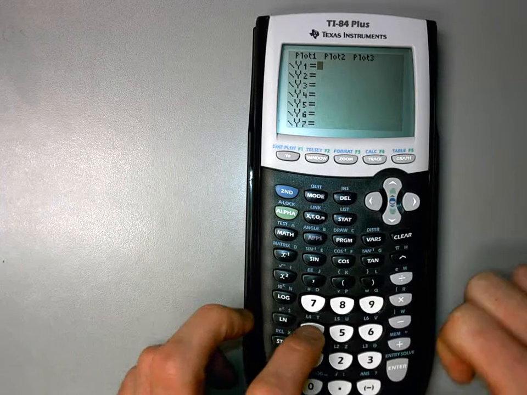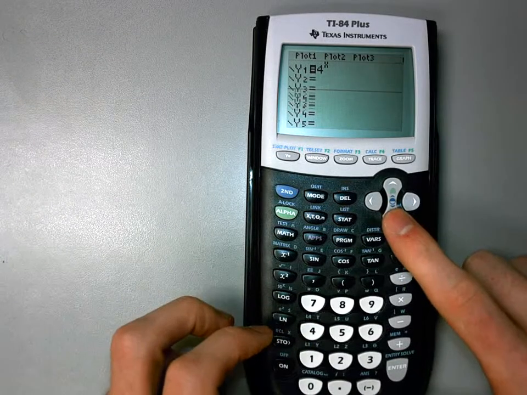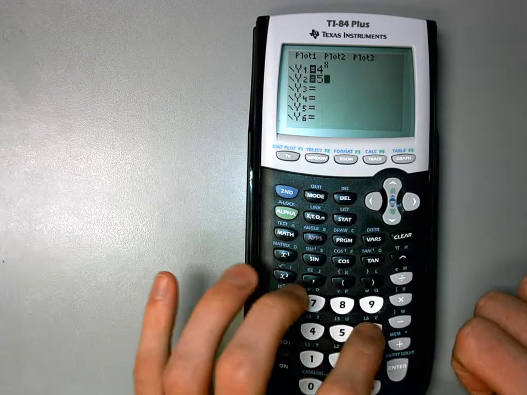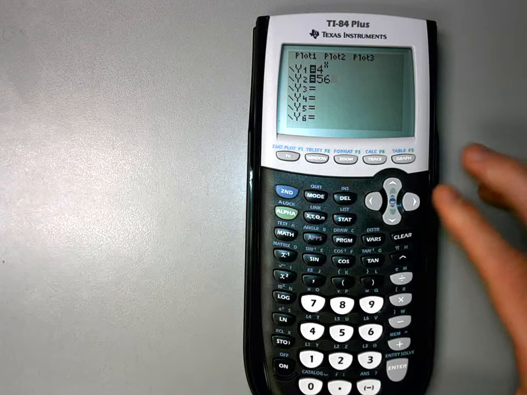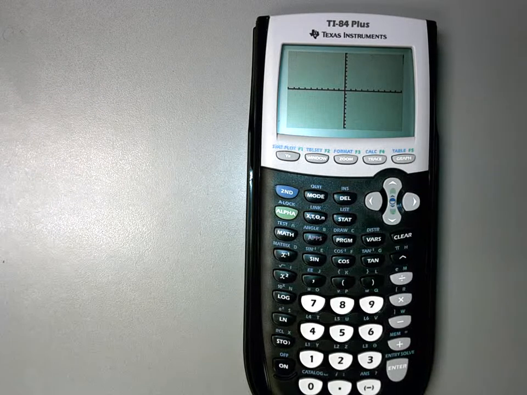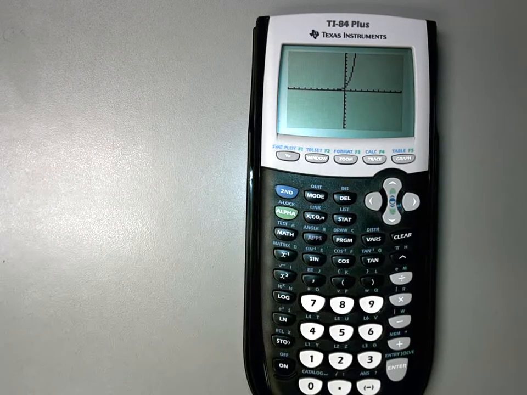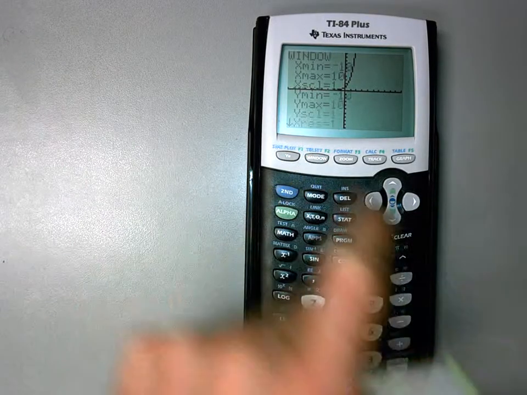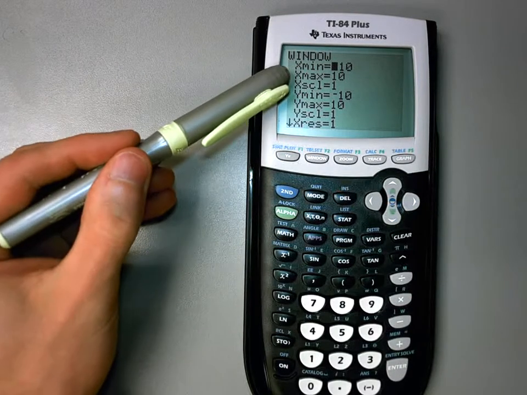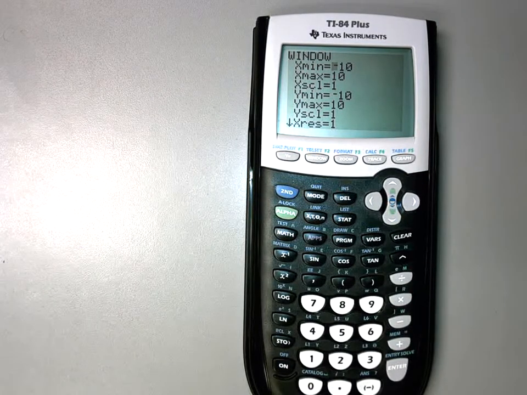So let's start by typing in 4 to the x and 56 as my two values. Left hand side goes into y1, the right hand side goes into y2. And if I hit graph right now, I'm not going to get a lot of information. I'm going to see the first part of the graph go up, but this window right now isn't set high enough to see the y equals 56. This is only, if we go up to window, only 10 units high. The y max is 10.